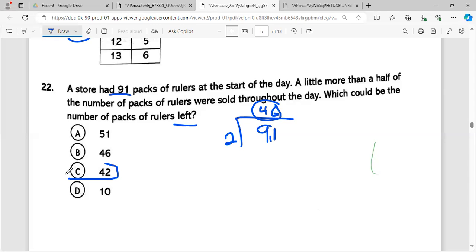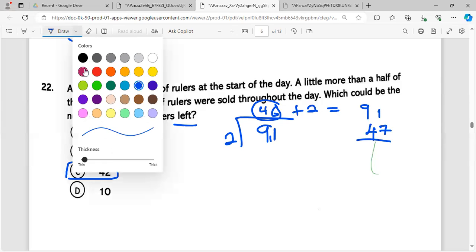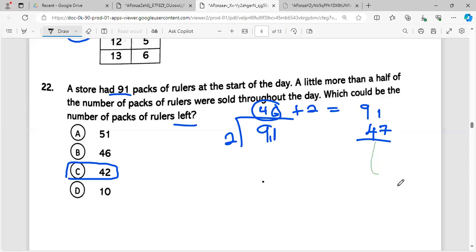I think it couldn't be 51. Guys, if you sell 46, that's a little more than half. So 46 and a half. So let's say you sell 47, that's a little more than half. 91 take away 47, it couldn't be 51. So it has to be a number less than half. Sir, my answer is 42. Yeah, I agree that it's 42, guys, because a little less than half was sold, so that would definitely be about 42 left.